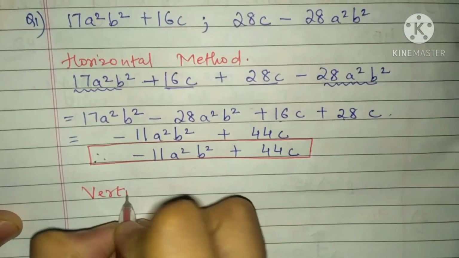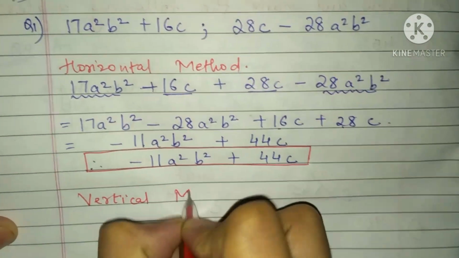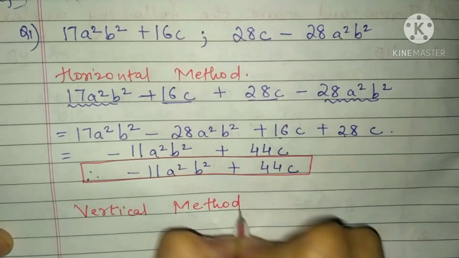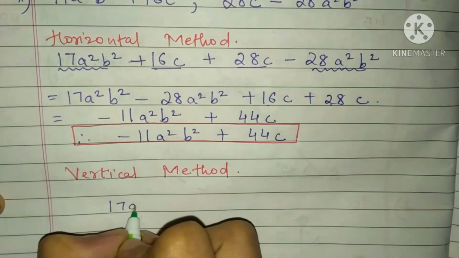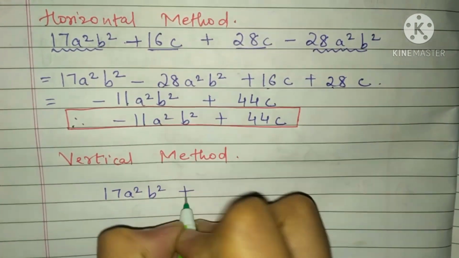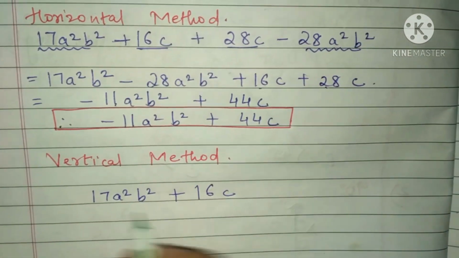Now the vertical method. How to add vertically? First write the first expression, 17a square b square plus 16c.